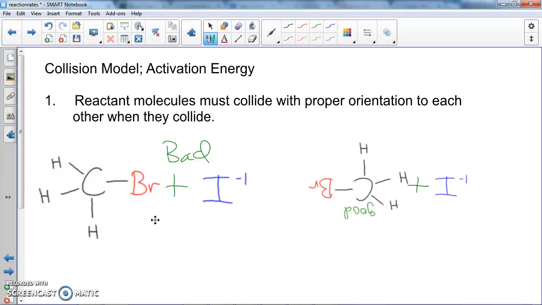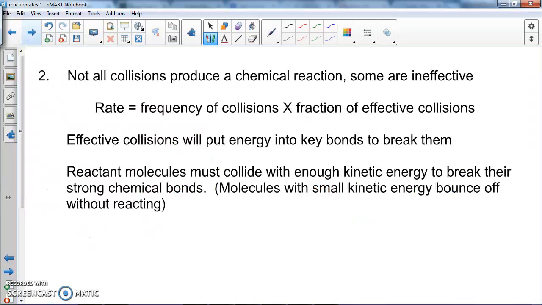All right, so collisions is the first one. Some of the collisions aren't super effective. Sometimes they just don't work. There's not enough force behind them. They don't collide in the right way. They don't collide straight on when they need to. They collide off to the side. The next one says rate is equal to the frequency of the collisions times how effective the collisions are. So we look at orientation and how effective the collisions are.